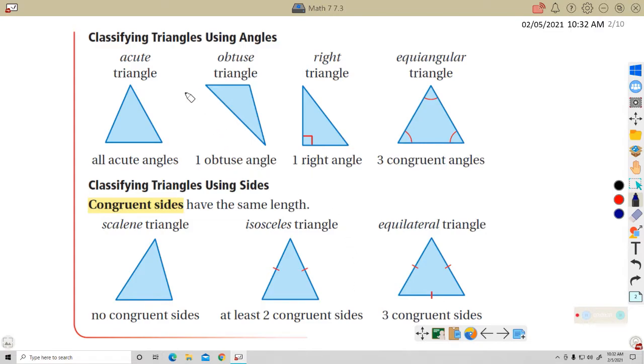All right, so you need to get these into your notes, but basically we can classify triangles using the angles. So an acute triangle, they're all acute, which means they're all less than 90 degrees. An obtuse triangle has one obtuse angle, which means it's greater than 90 degrees. Okay, one obtuse angle.